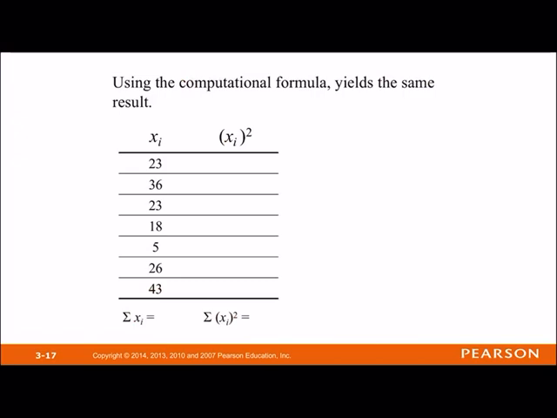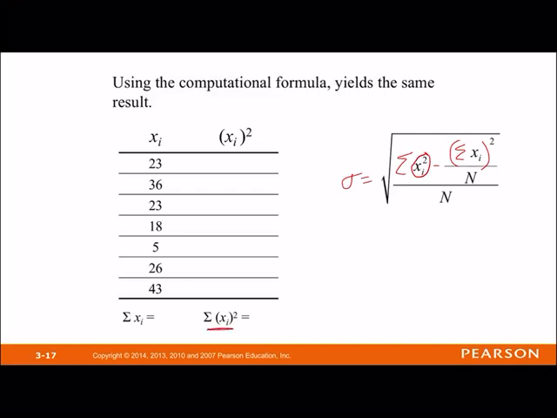So now we're going to use the computational formula, and you're going to see that you're going to end up getting the same result as before. So we're going to have our same group of data. The only difference is we're going to be using that formula this time. Okay. So the first thing I'm going to find is my squareds here, and then I'm going to add straight down that column to find what the sum of all those squareds are.